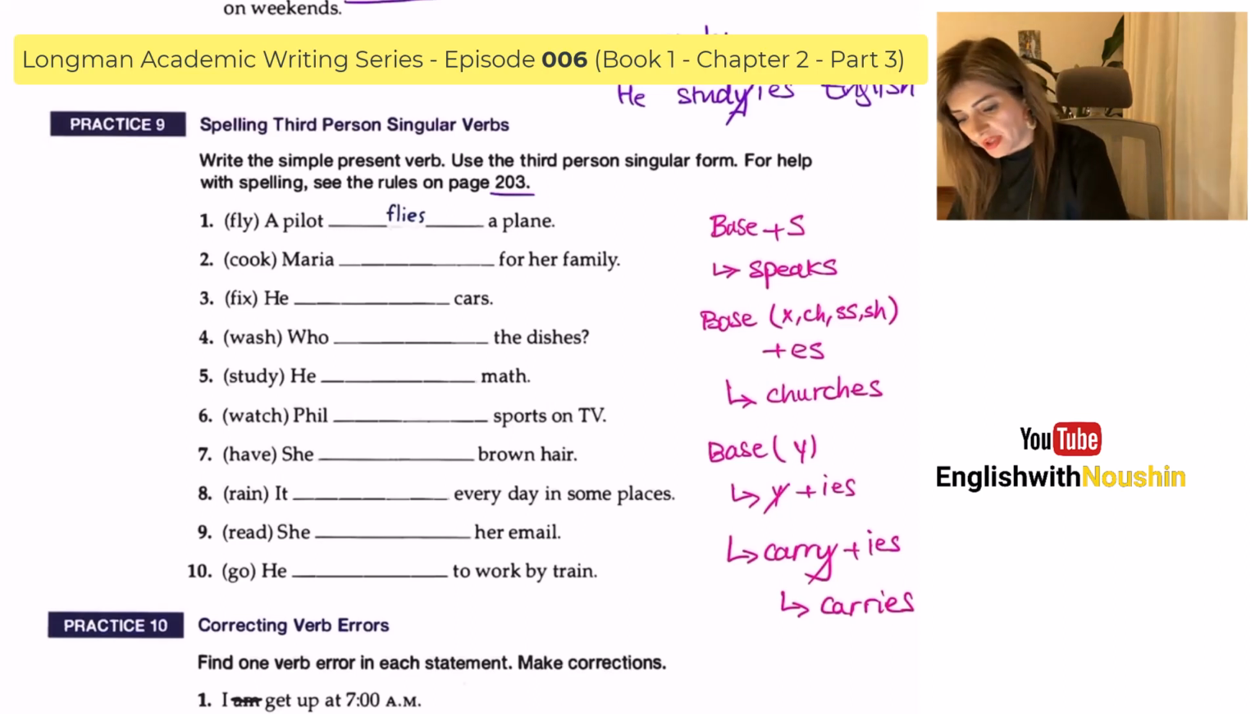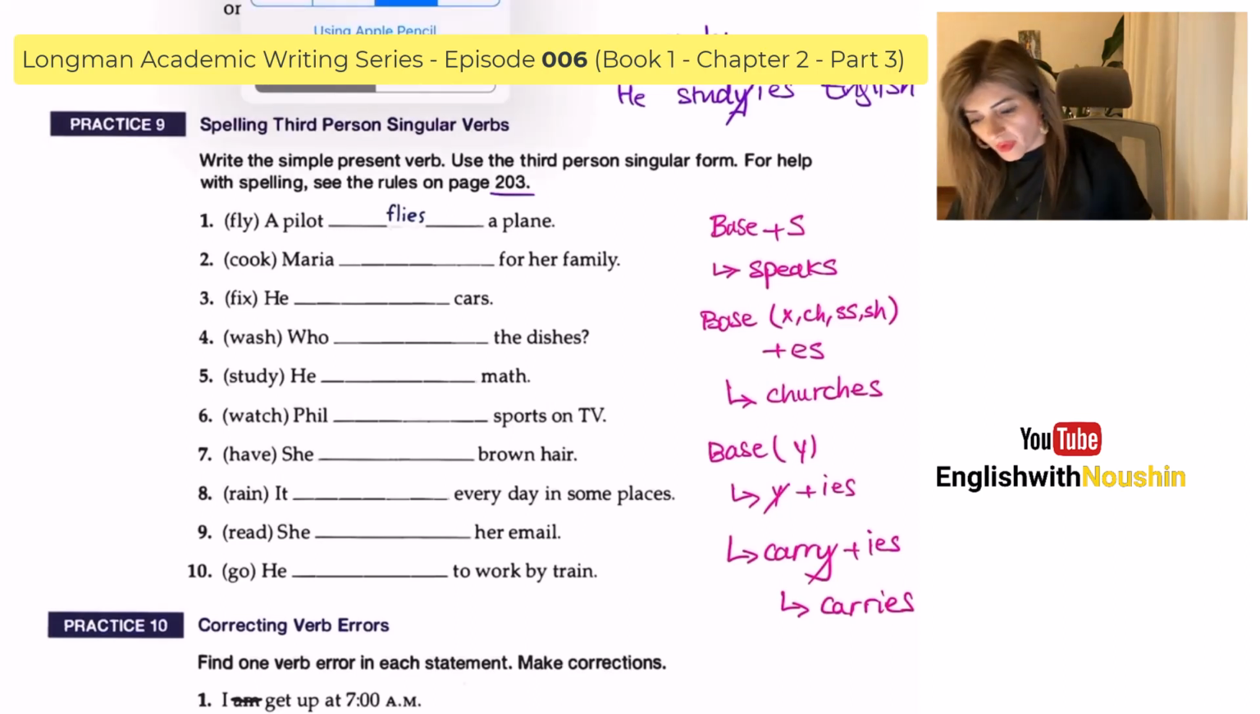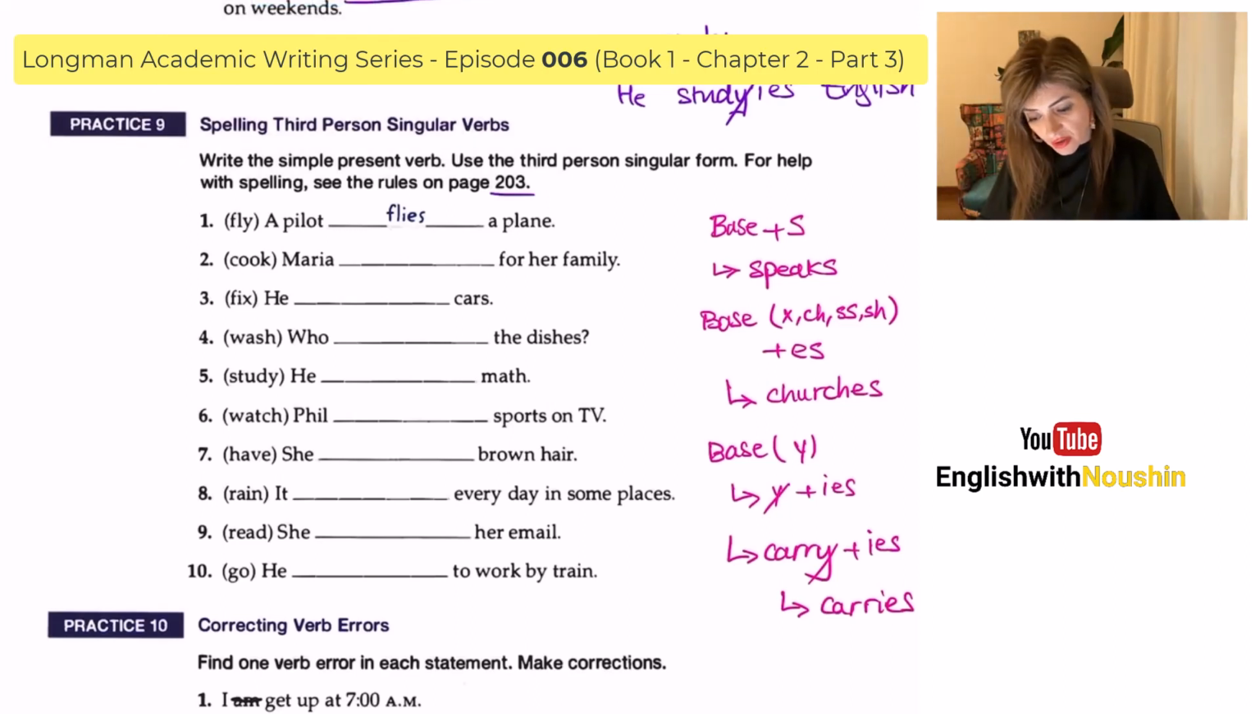Let's go and do the exercises. 10 questions. You change the verb spelling-wise to fix your sentence. For example, fly, a pilot. A pilot is one person, like he or she. You need to add just an S. Fly ends in Y. You cross out Y. You add IES. Flies. 2 minutes.